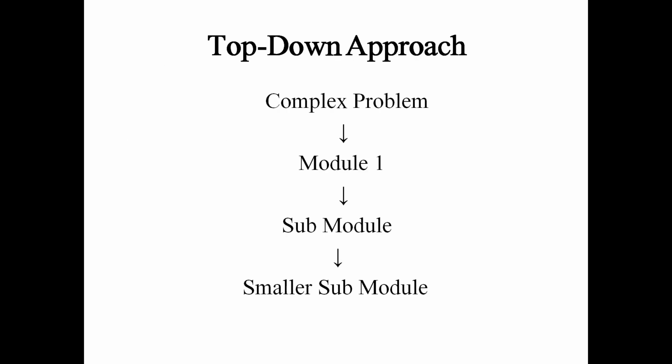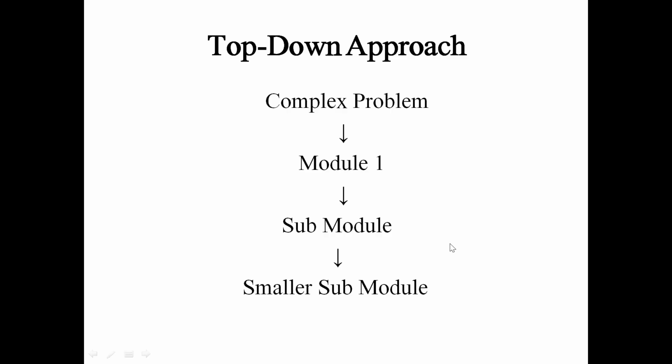In the top-down approach, we start with the complete problem. Then we gradually divide it into smaller modules. Each module can be further divided into submodules. This process continues until the problem becomes simple enough to implement directly. This approach is also called stepwise refinement. We start from the top and move towards smaller details.